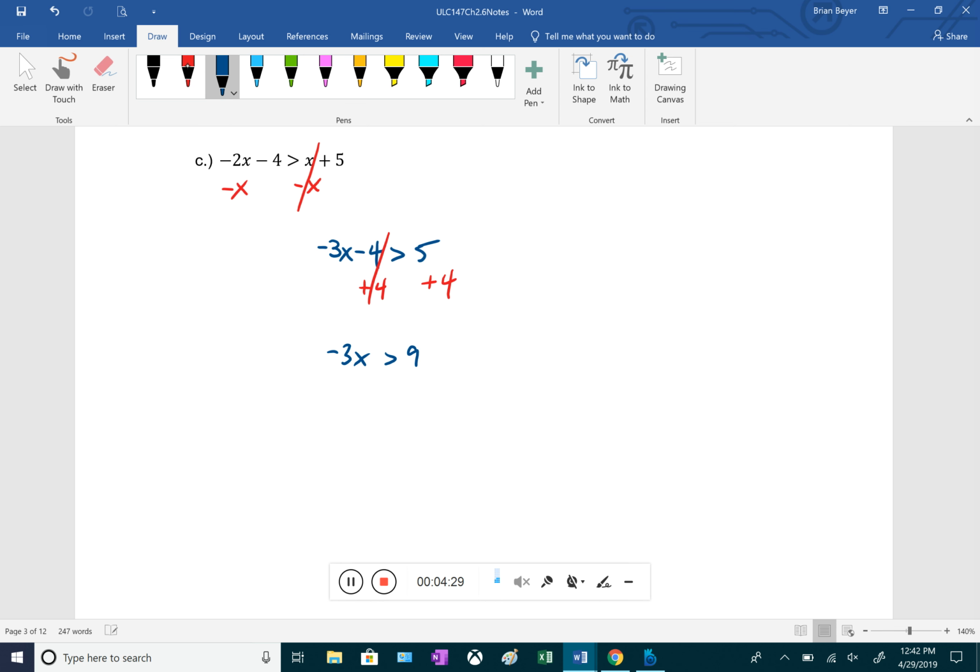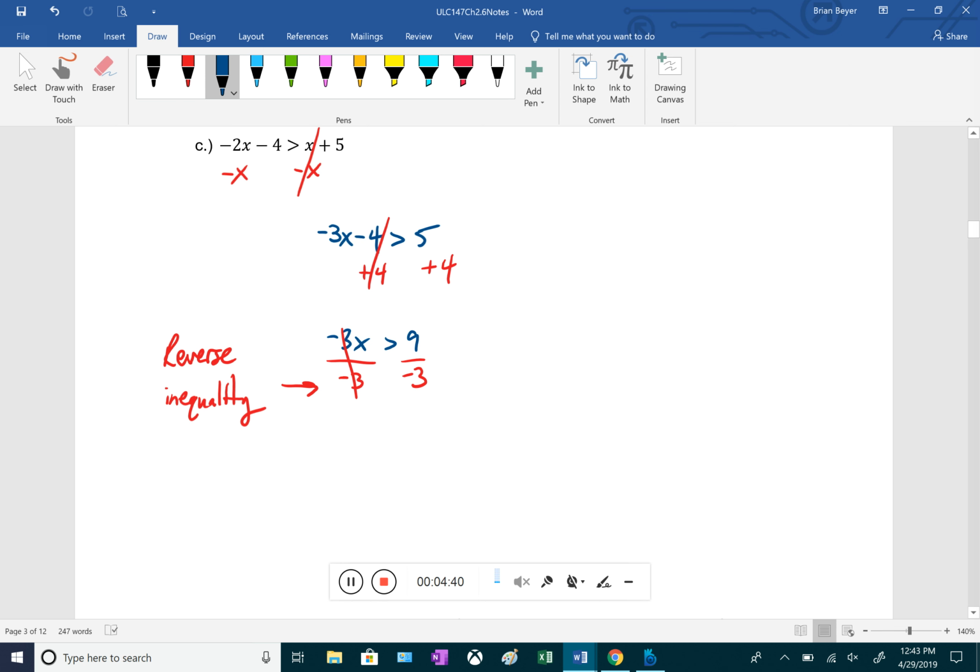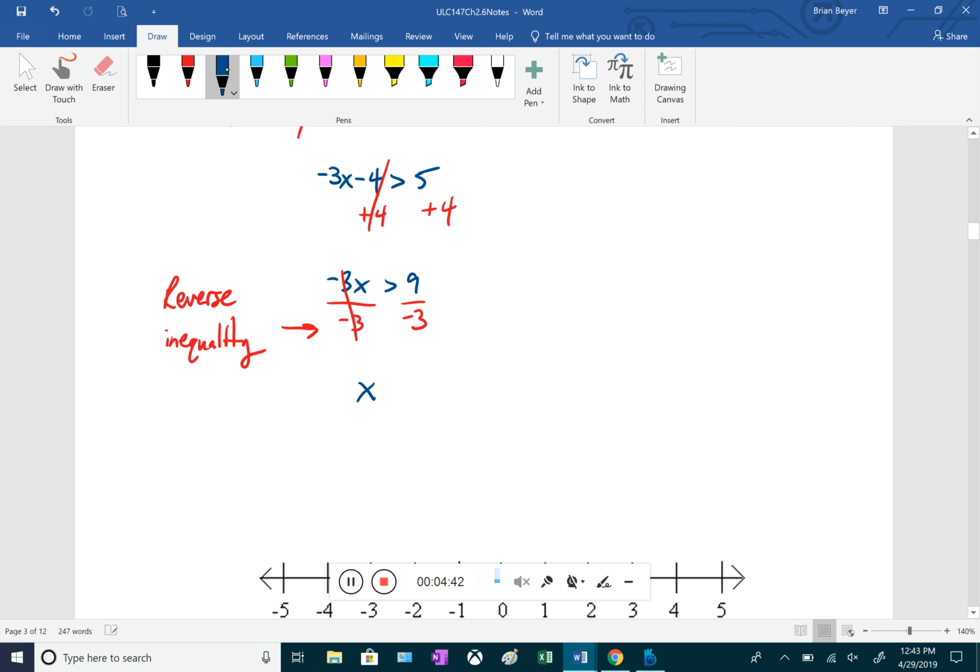And then we have to divide both sides by negative 3. As soon as we see that we're dividing by a negative, we know we have to reverse the inequality. And we get x is, instead of greater than, it becomes less than. And then 9 divided by negative 3, we get negative 3. So x is less than negative 3. That means in interval notation, it's negative infinity to negative 3. This time, we don't have a bracket because it's not or equal to.